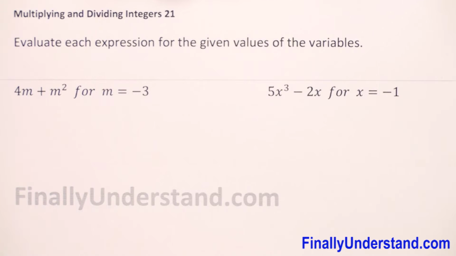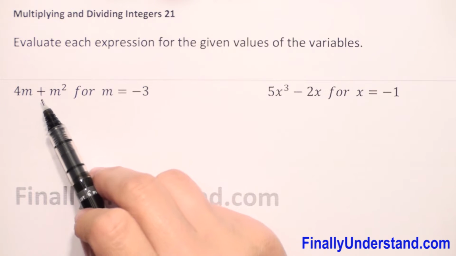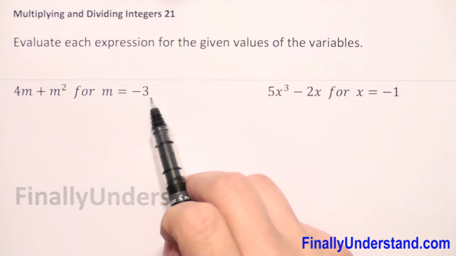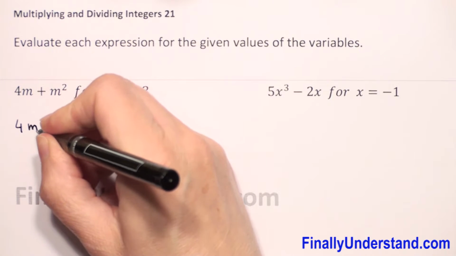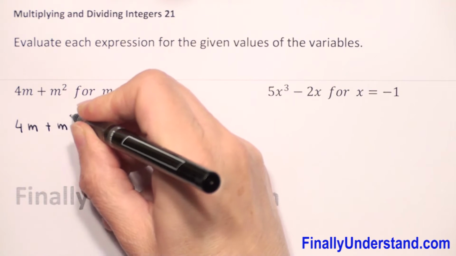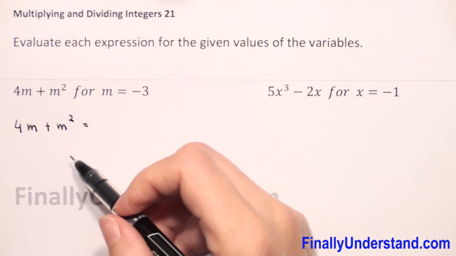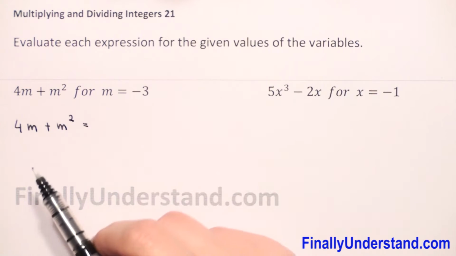Evaluate each expression for the given values of variables. First, we have 4m plus m squared, and m is equal to -3. So let me copy our expression. We have 4m plus m squared. We have to evaluate the value of this expression for m equals -3.